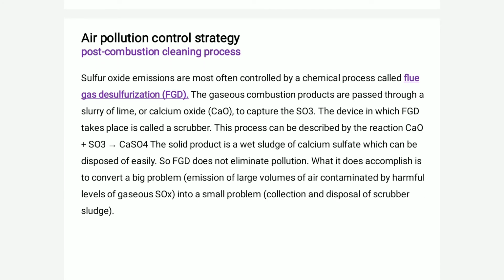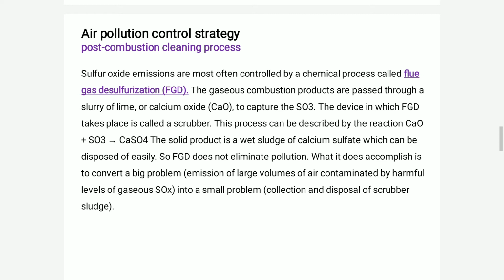So, air pollution control strategy. One is the post-combustion cleaning process. Sulfur oxide emissions are most often controlled by a chemical process called flue gas desulfurization. The gaseous combustion products are passed through a slurry of lime or calcium oxide to capture the sulfur trioxide. The device in which flue gas desulfurization takes place is called a scrubber. This process can be described by the reaction calcium oxide plus sulfur trioxide giving rise to calcium sulfate. The solid product is a wet sludge of calcium sulfate, which can be disposed of easily.